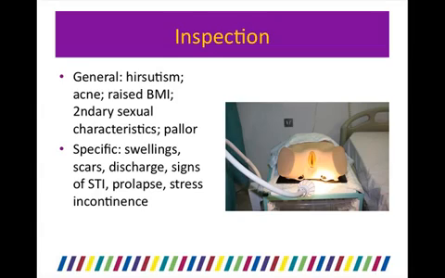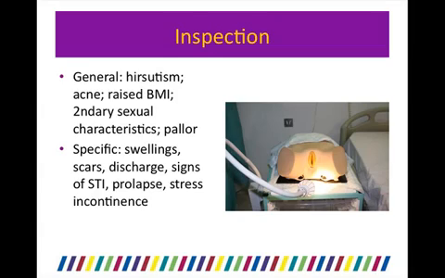Moving on to the perineal area, look specifically for swellings, scars of previous gynecological surgery or previous childbirth, visible discharge, signs of sexually transmitted infections such as warts, herpes, etc. Visible prolapse. If a prolapse is not visible and the patient has complained of prolapse symptoms, you could ask the patient to strain down to see if this makes something more visible to you. You could also assess at this point for signs of stress incontinence.